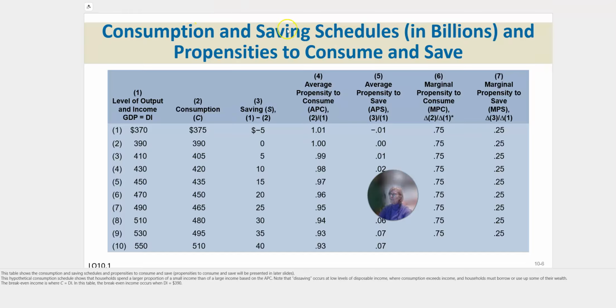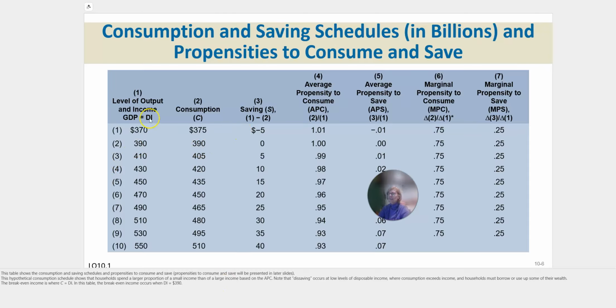We're going to look at consumption and savings in billions of dollars and our propensities to consume and save. Propensities is an old-fashioned word for tendencies, okay? So what do we have here? We have, first of all, levels of output and income. And this is a model, so to simplify, we're going to assume that gross domestic product is exactly equal to disposable income. You can read down here later about why that is theoretically possible, but we're doing it just for simplicity's sake.